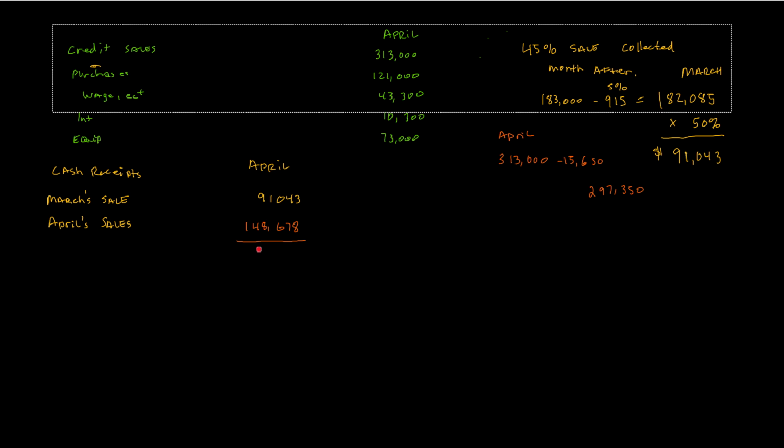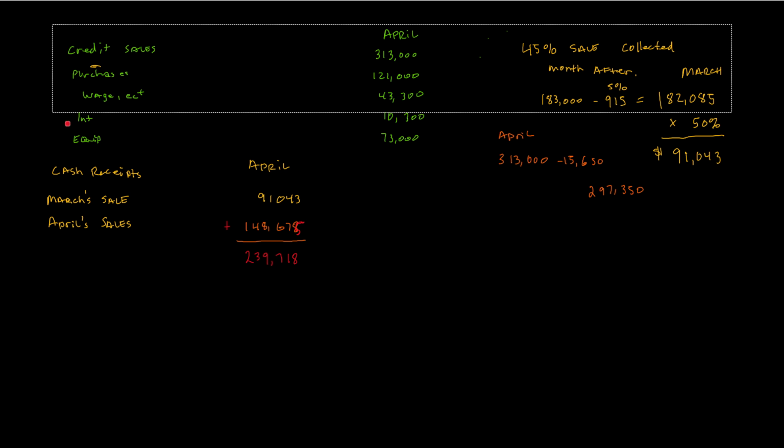So right off the bat, my cash receipts for April are going to be the 148,675. I'm sorry, that's a 5. Plus the 91,043, which gives me the 239,718. All I did was add these. Now we're going to figure out what our cash disbursements are.